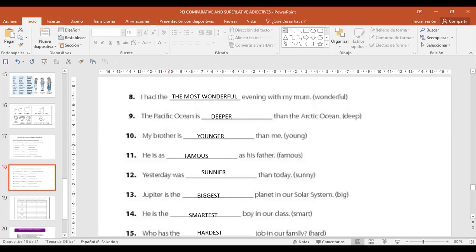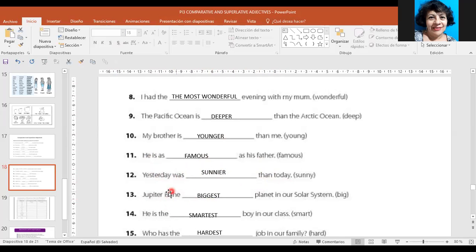So let me see here. Yesterday was sunnier. Ya perdí mi mouse, chicos. Quiero encontrar la herramienta acá para ver si se los ponía en el otro colorcito, pero déjenme ver. Porque mi mouse se me pierde. Ahí está. Okay. Yesterday was sunnier than. Whenever I see than, I'm talking about a comparison. Yesterday was sunnier than today.